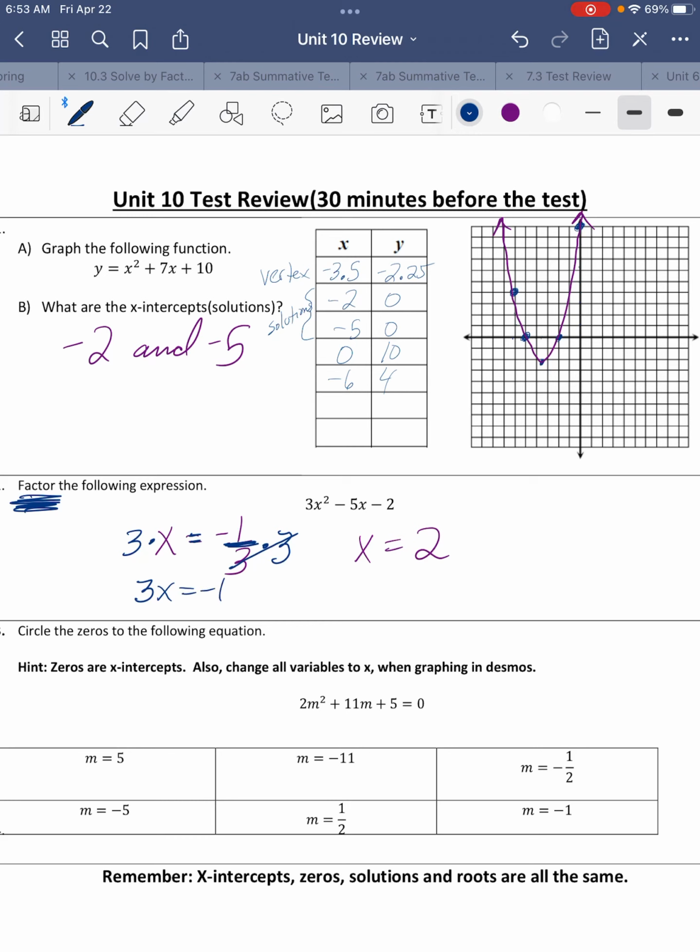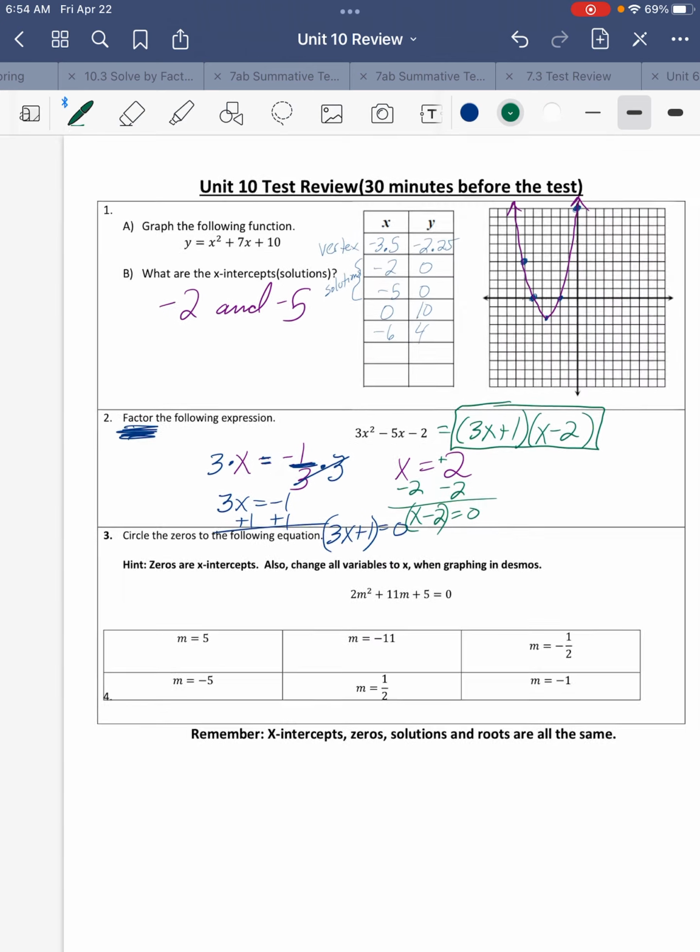3x equals negative 1. And let's add 1. Because our goal here is to get this little equation equal to 0. So this is going to be 3x. I ran out of room, sorry. 3x plus 1 equals 0. There's one of our factors. Our other factor is going to come from our other solution. So we have a positive 2 here, so let's subtract 2. We get x minus 2 equals 0. And so our factors are 3x plus 1 and x minus 2. And those are factors to this quadratic.